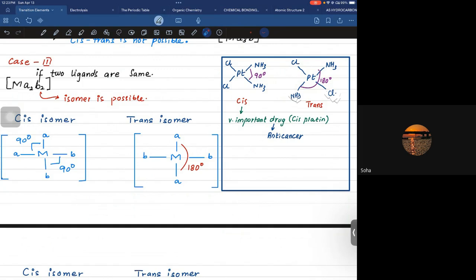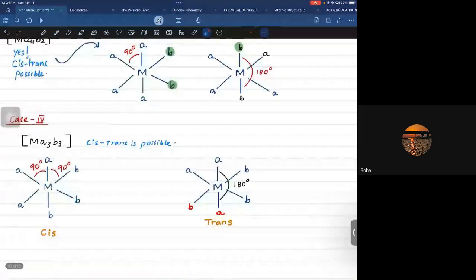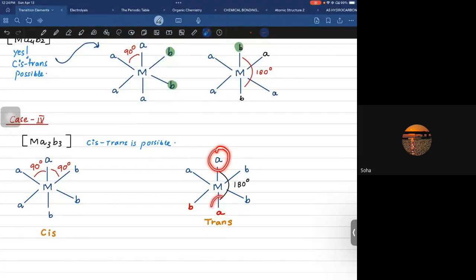This is called cis and trans isomerism. You would see the cis-trans isomer in octahedral complexes as well. Remember, in octahedral as well. How will you see it in octahedral complexes? 90 degrees is cis, 180 degrees is trans. Of course, it's an octahedral complex.